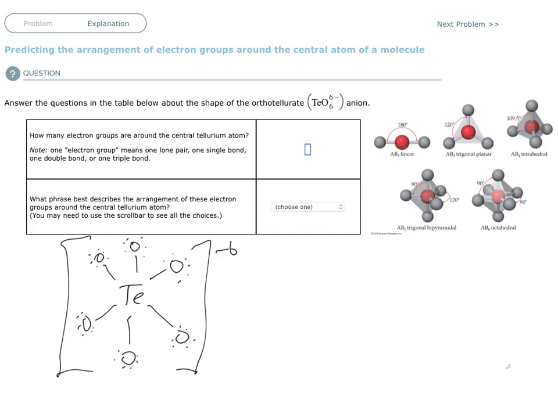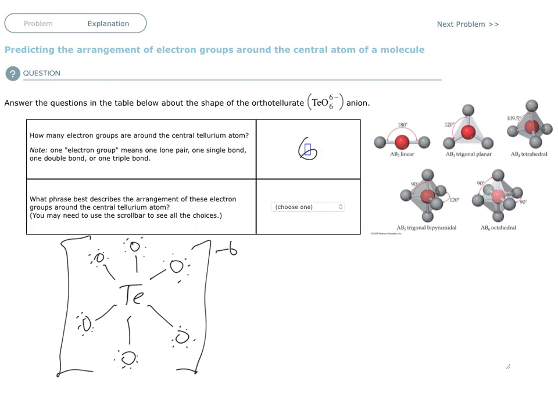So here I've got 6. 1, 2, 3, 4, 5, 6. So it's going to be octahedral. I can tell what its shape is going to be. And then how many electron groups are around the central atom? Well, remember, an electron group can be a lone pair, that's an electron group, a single bond, that's an electron group, a double bond or a triple bond, that's an electron group. So how many electron groups? 1, 2, 3, 4, 5, 6. There are 6. Okay, so to do this question, they're going to ask how many electron groups do you have? Okay, around the central atom, there's 6.